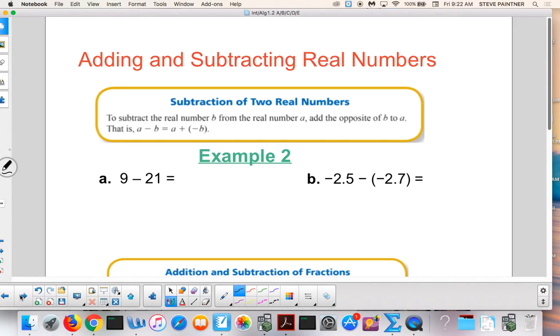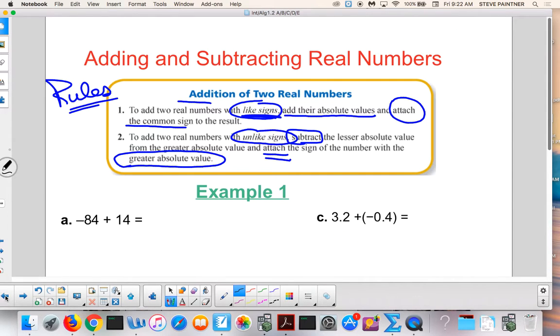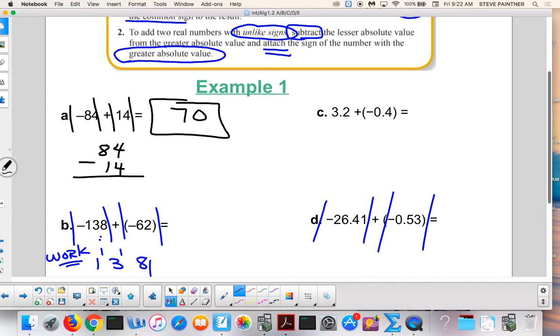Okay, go back to the, yeah, this one. No, not that one, sorry. Oh, no. These two. Okay. Tell me, you're looking at what here? Positive, negative, or negative, negative? Negative, positive. Okay. Absolute value, absolute value. Which one's bigger? 84 is bigger. 14 is smaller. What are you going to do to them? Subtract. You know the answer is going to be what? 70. Now, keep the sign of what? The bigger one. It's negative, so your answer is still going to be negative, right?